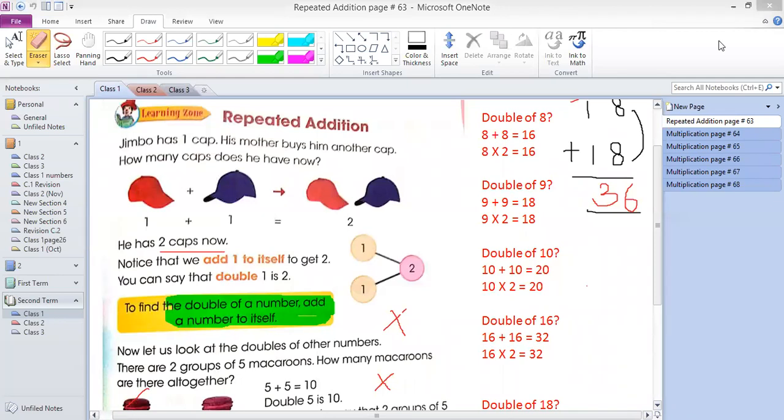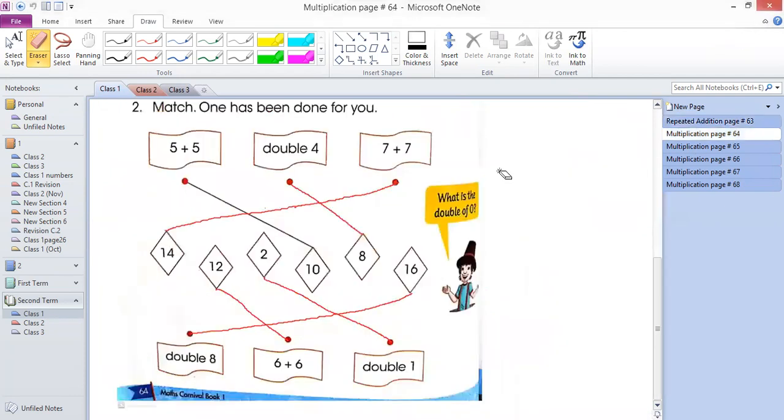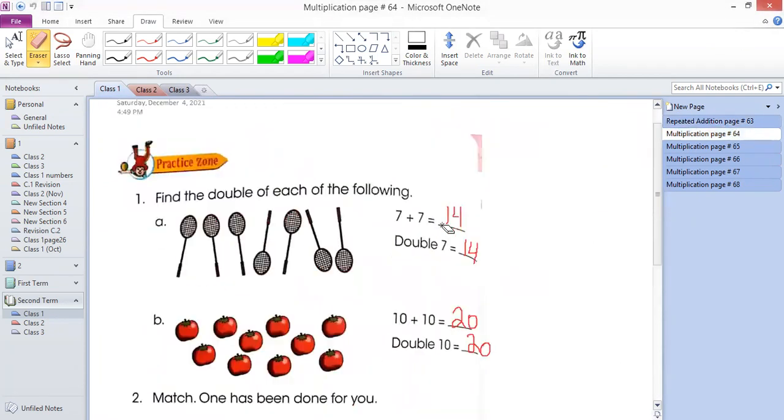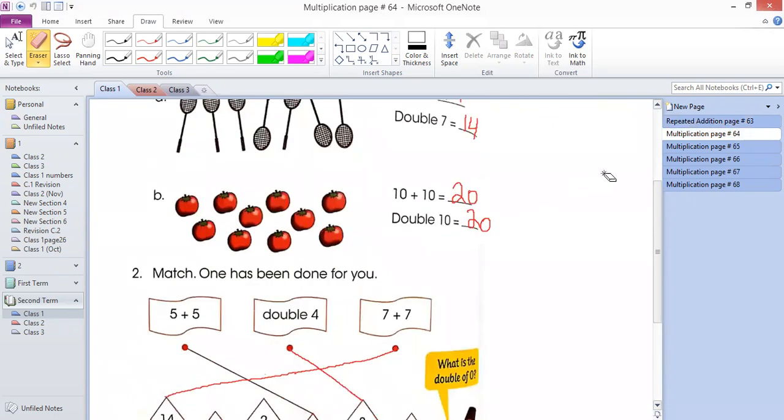We finished the topic repeated addition and we learned about repeated addition. We learned about the double. In the last class, we did some of the questions related to the double in the notebook, and we finished the questions of page number 64 as well. So let's have a quick look at the page number 64 questions, guys.